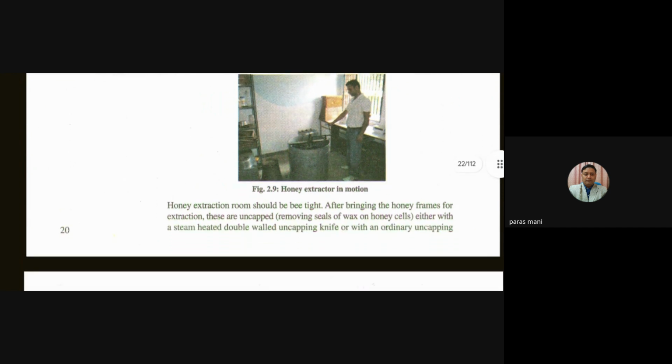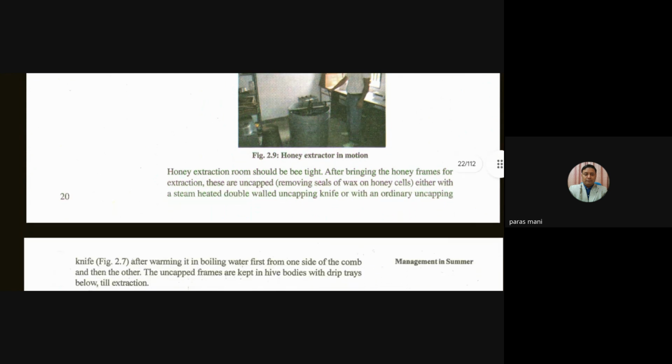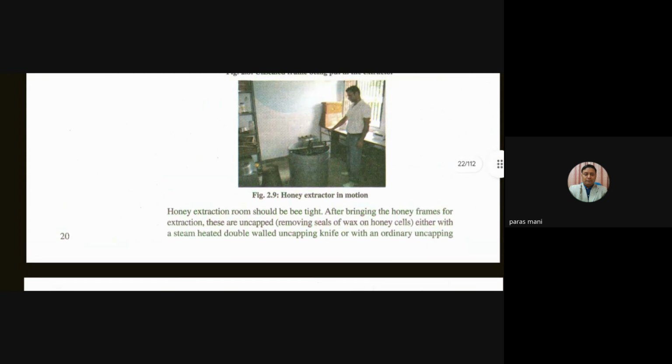This is the person handling that. He is turning the handle of the honey extractor with the help of gears. The whole structure with the frames inside will be moving. Due to that movement, by the centrifugal principle, the honey comes out and settles at the bottom.